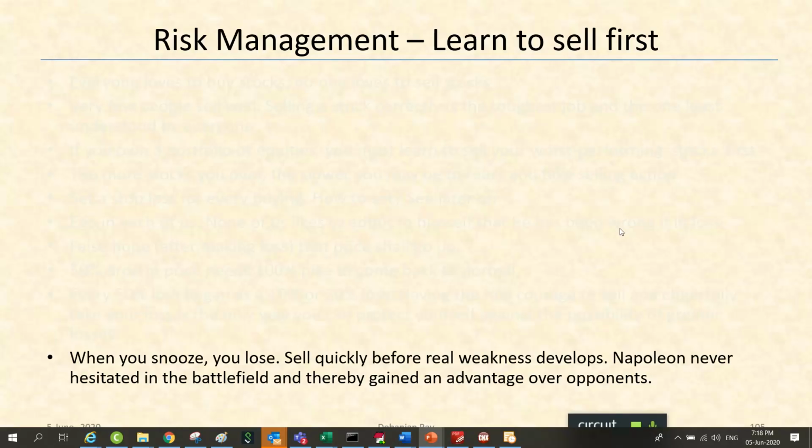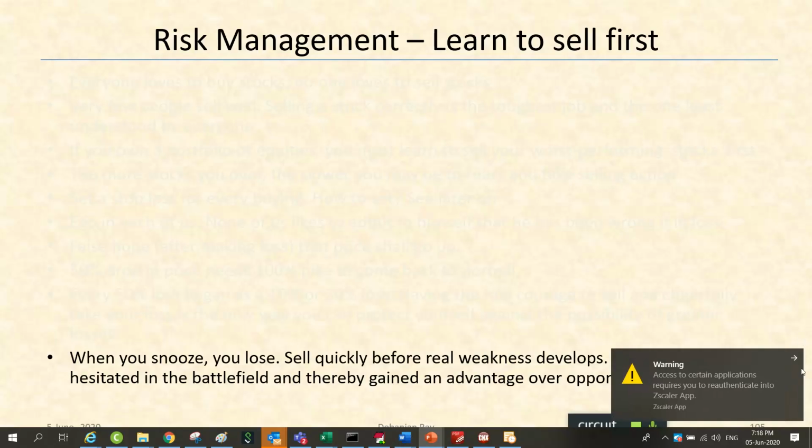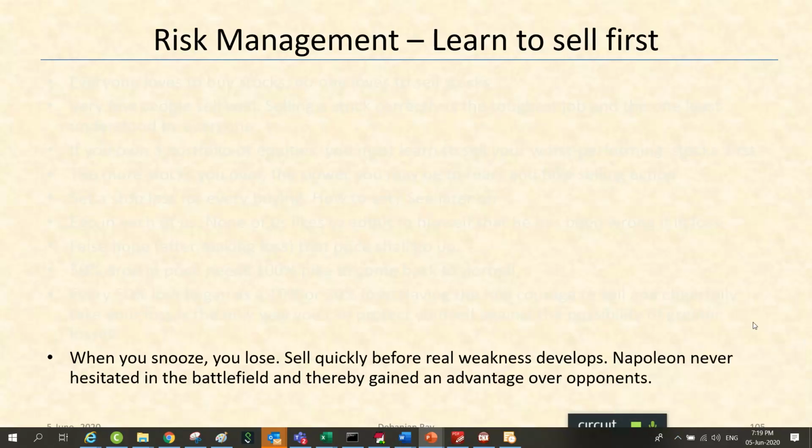There is a term: when you snooze, you lose. It is something like driving a car and slacking, and suddenly someone comes onto the road. You have to immediately be alert and press the brake. Regarding getting out of the market, selling, your decision has to be very, very fast. Regarding buying, you can wait, you can think for 3-4 days, but not for selling. Selling, you have to take an immediate decision.